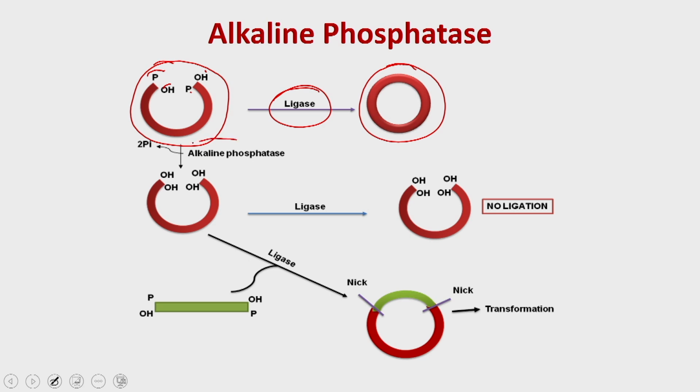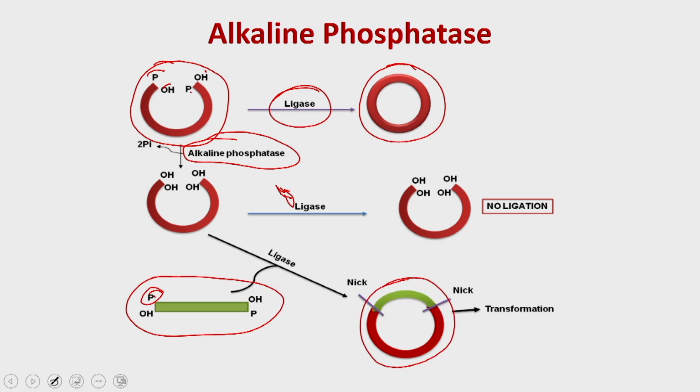So, if you treat this with an alkaline phosphatase, it is going to remove the phosphate present on this particular plasmid, and what will happen is it is now going to have the OH. In that case, if you put in the insert, the insert phosphate group is there. So it is going to utilize the insert phosphate group, and as a result it is going to give you the recombinant DNA, whereas the OH plasmid is not going to get recircularized and it will not give you the colonies.